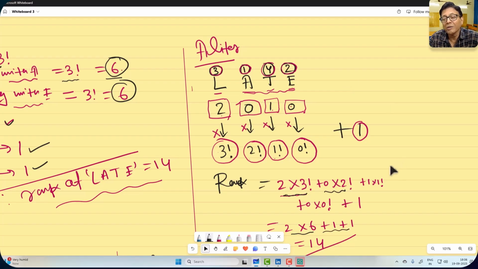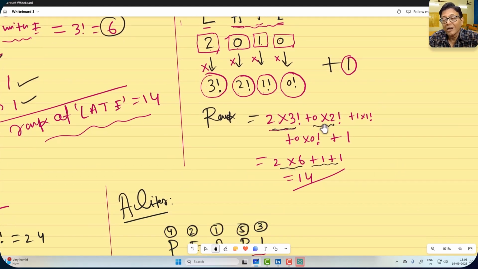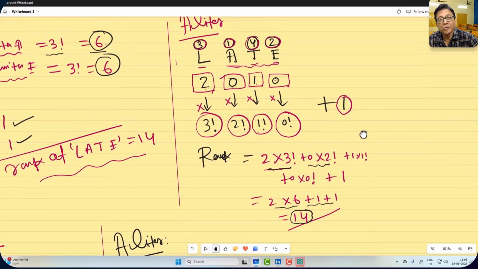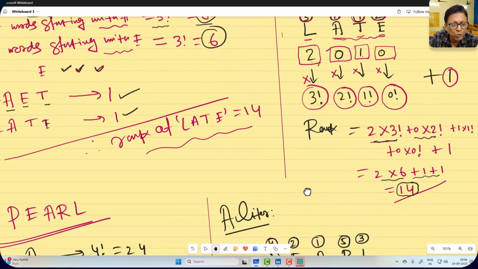So how many will be there? There it will be 12 plus 1 plus 1, that is 14. So rank of the word LATE is going to be 14. We will get this word after 13th place. 14 will be the rank. Hope you have understood. If you have not understood, no problem. You go for the next one.